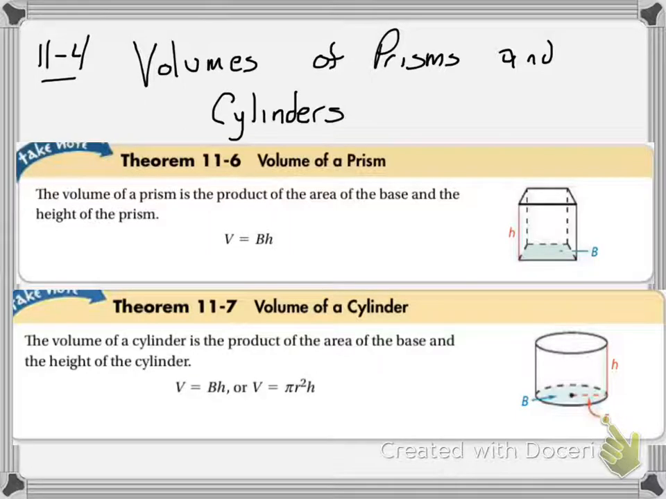11.4 is about volumes of prisms and cylinders. The thing that's really nice about volumes is they're all pretty much formula based. It all kind of follows the same thing. Volume equals area of the base times the height. Remember, capital B is the area of the base.